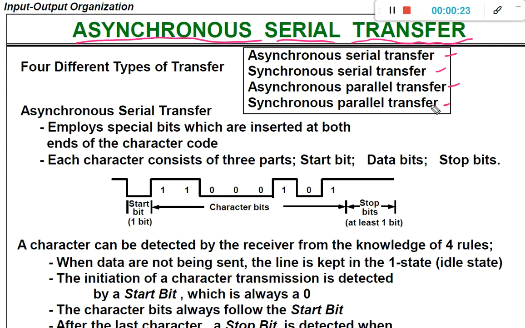So, coming to the difference between parallel transfer and serial transfer. In parallel transfer, we transfer a group of bits at a time from sender to receiver. To transfer a group of bits, we need more hardware lines to transmit the data. In general, parallel transfer is applied for short distances. For example, if you want to move data from main memory to CPU registers, the distance is very short, so we go for parallel transfer.